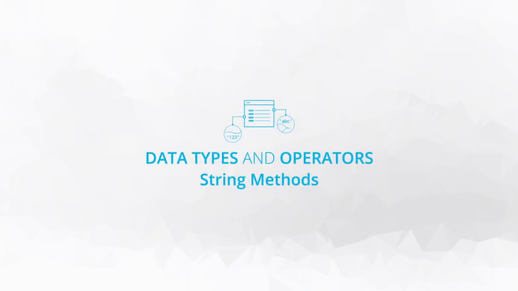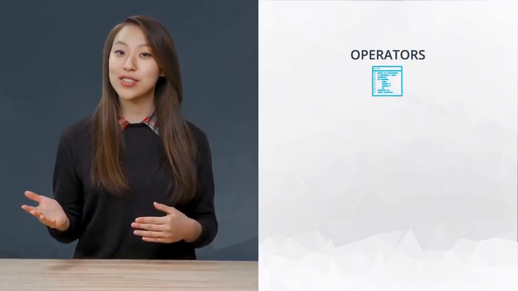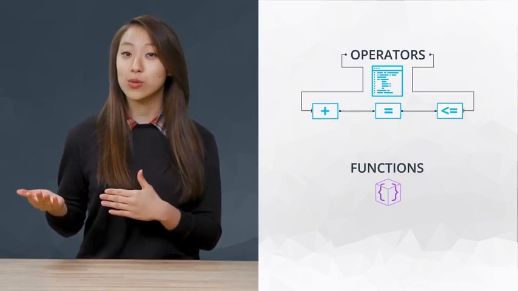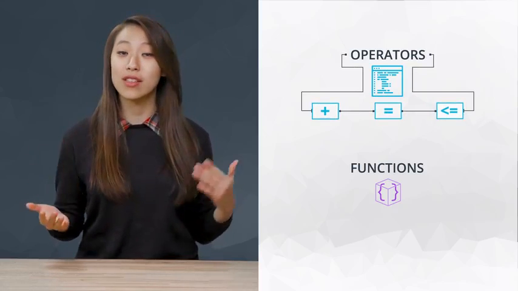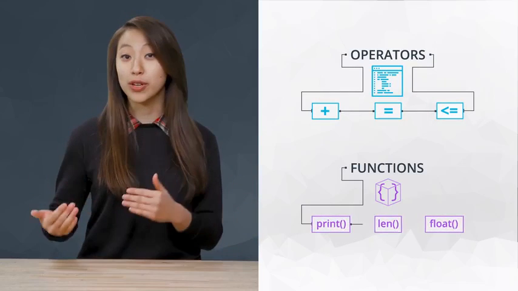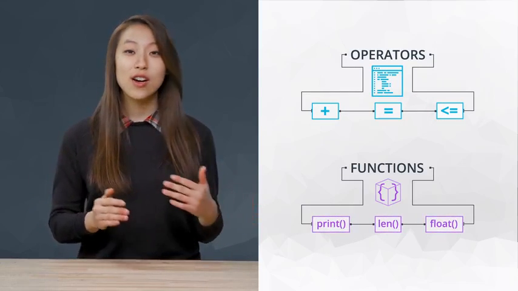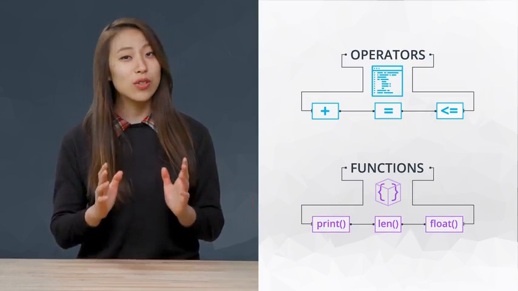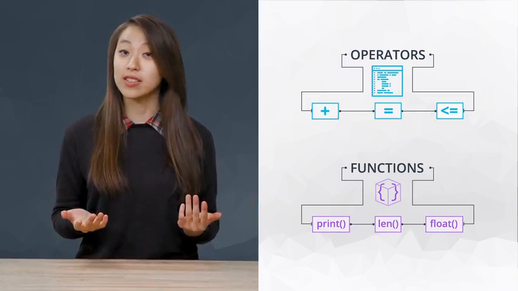So far, we've seen two distinct ways to process data with Python: operators and functions. We've used operators like these, which process the two values on either side of the operator. We've also used functions like print and len. Functions are very similar to operators. In fact, the only real difference is in how they look.